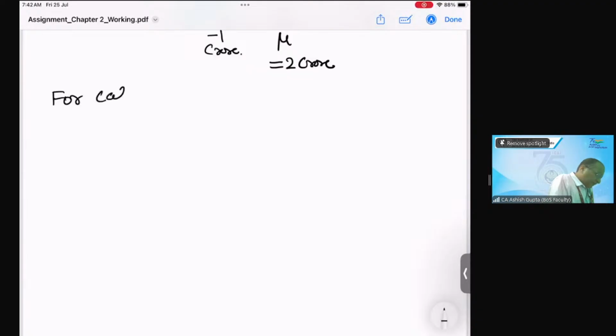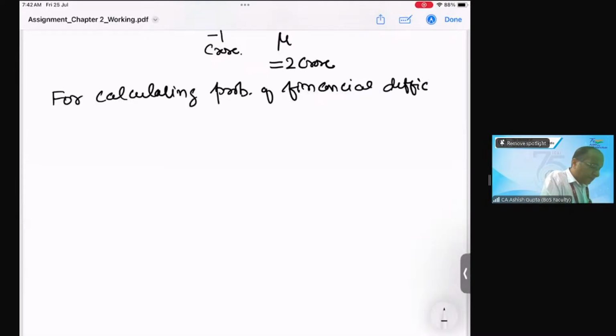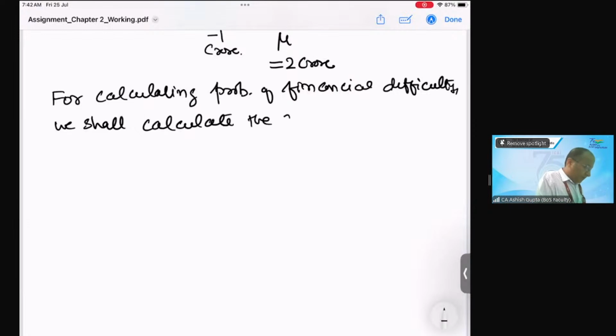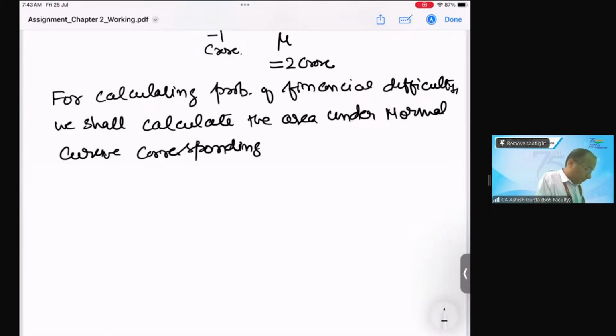We can say that for calculating the probability of financial difficulty, we shall calculate the area under the normal curve corresponding to the Z score obtained from the following equation.